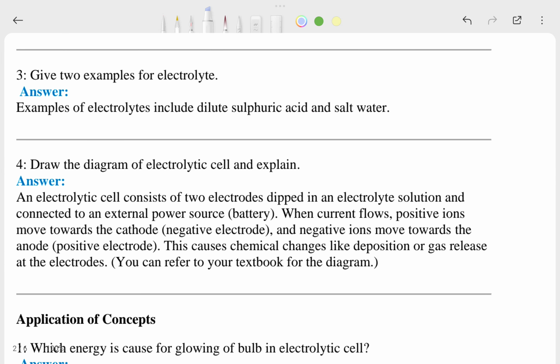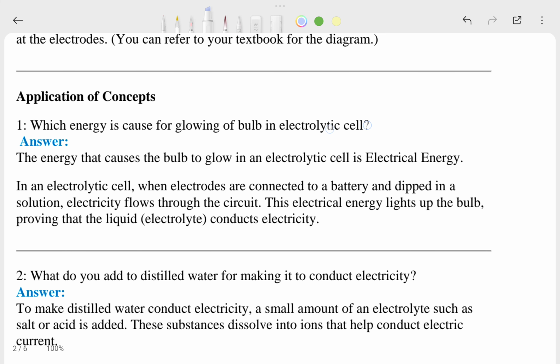The third question is: give 2 examples for the electrolytes. Draw a diagram of an electric cell and explain. So these are the 3rd and 4th questions. If it is clear, then we will go to the application of concept. So this is application of concept.